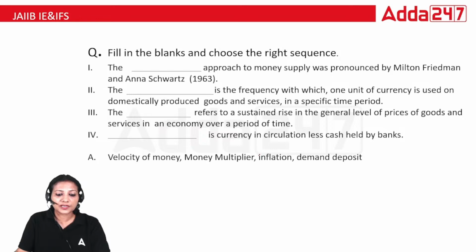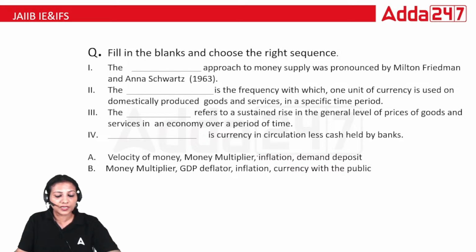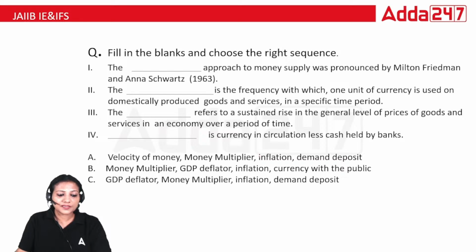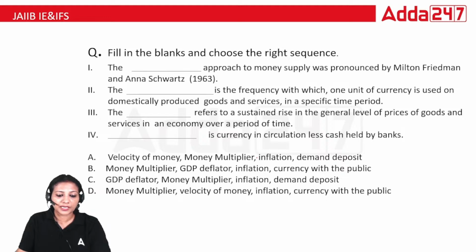And dash is a currency in circulation, less cash held by banks. Options are velocity of money, money multiplier, inflation, demand deposit. Second option is money multiplier, GDP deflator, inflation, currency with the public. Third option is GDP deflator, money multiplier, inflation, demand deposit. And last option is money multiplier, velocity of money, inflation, and currency with the public.